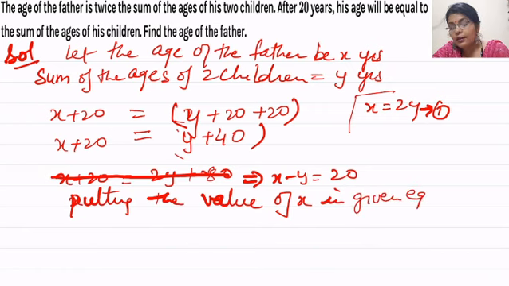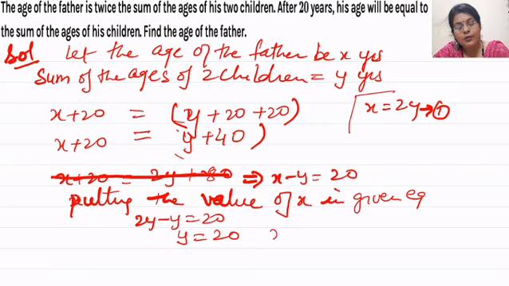What do we get? 2y minus y is equal to 20. Y is equal to 20. So what is this y? Y is the sum of the ages of the 2 children. And what is x? 2 into 20. It is 40.